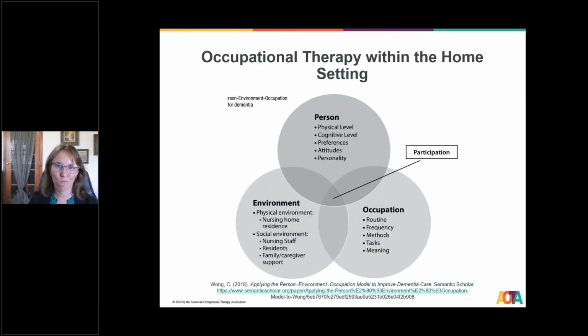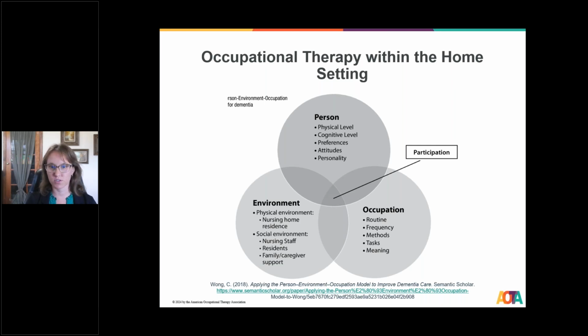Next slide, please. So to start off with some of the more specific what occupational therapy looks like within the home setting, I want to go over one of the frames of reference. So this is basically what occupational therapy is looking at during that initial evaluation. There's several different frames of reference.